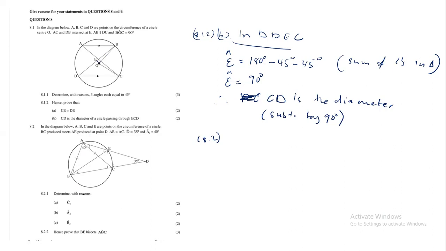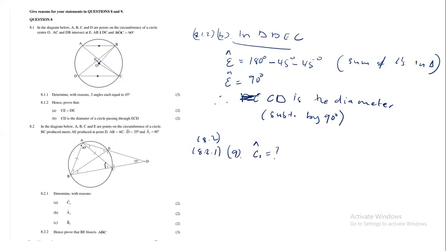Now they say to us, determine with reasons, number A, angle C1. So that means we're going to do 8.2.1A. They want us to determine the magnitude of angle C1 for only 2 marks, most definitely giving reasons. Now let's have a look at where C1 is located. This is where C1 is actually located. Again, the very same thing that we talked about on the previous question applies here as well.